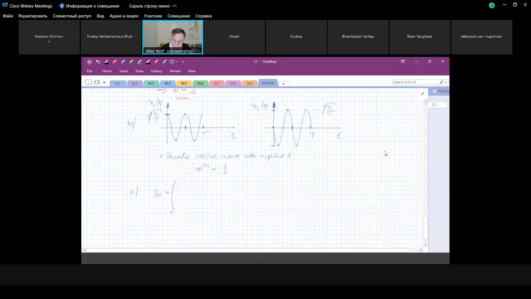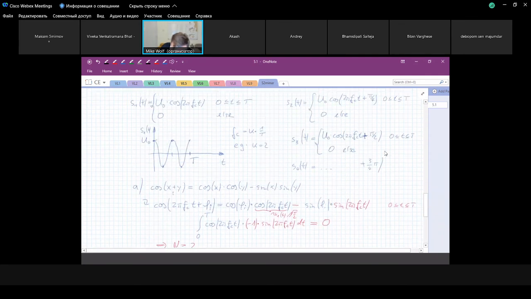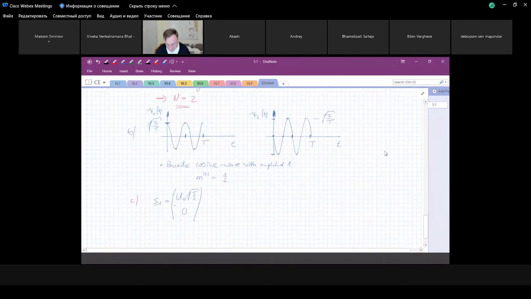How do we have to weight this cosine in order to obtain the signal? We have to weight this, because there is no second basis function. We don't need to calculate anything. We just have to think about how we have to weight this signal in order to obtain the first signal. Yeah, there is no sine component in the first signal. And now we can proceed and say, okay, let's go to S3 first.